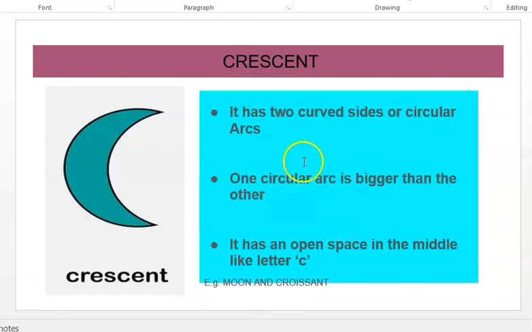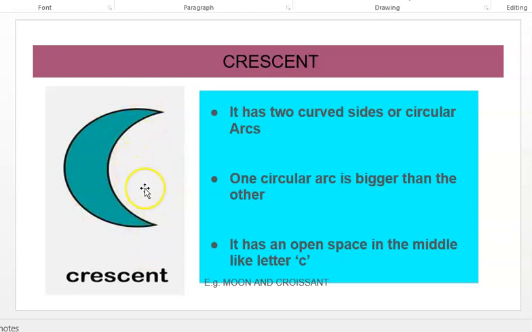The next 2D shape is the crescent. A crescent has two curved sides of circular arcs, the outer one, which is bigger, and the inner one, which is smaller than the outer one, and it has two points.